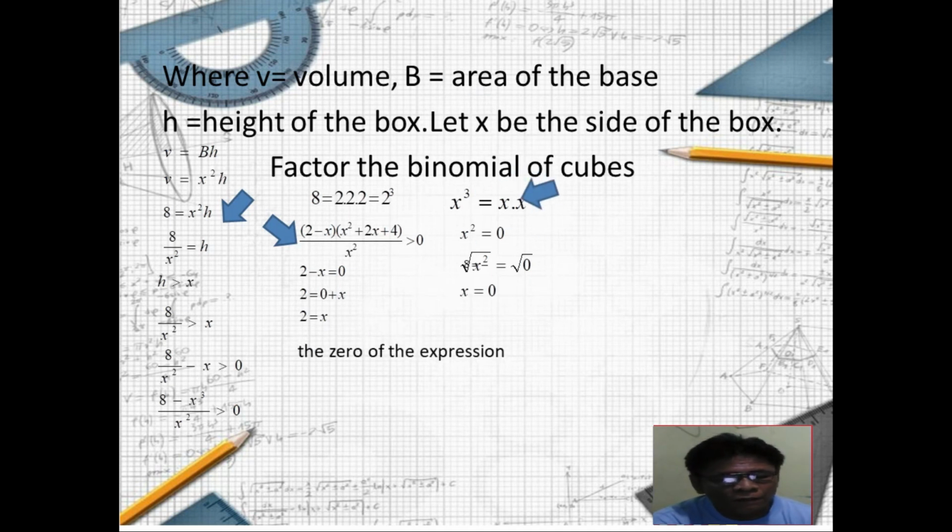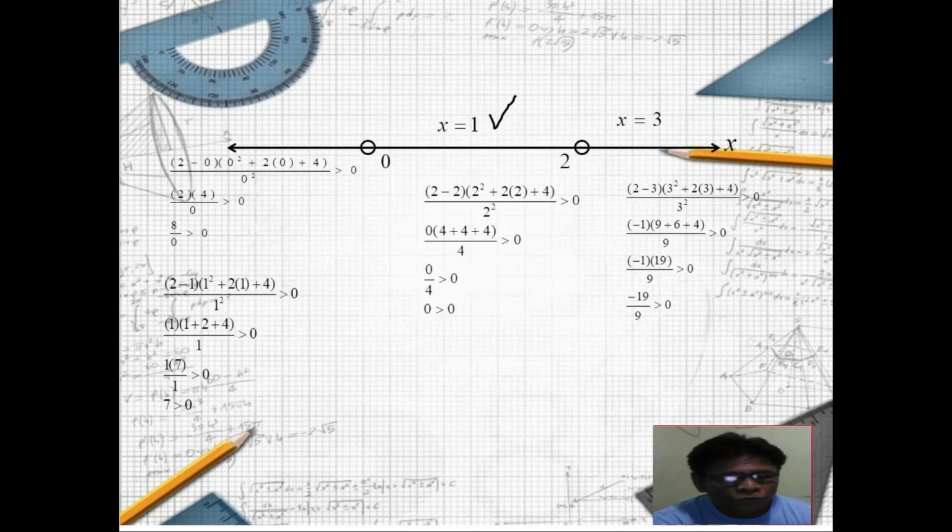So we now also solve for the undefined value of the expression. We use the denominator. The denominator is x squared, then equate to 0. Then extract the square root of both sides. So the square root of x squared equals the square root of 0. Then x equals 0, and 0 is the undefined value of the expression. So we plot now the 0 and the undefined value, that is 0 and 2. Okay, we have now the number line.